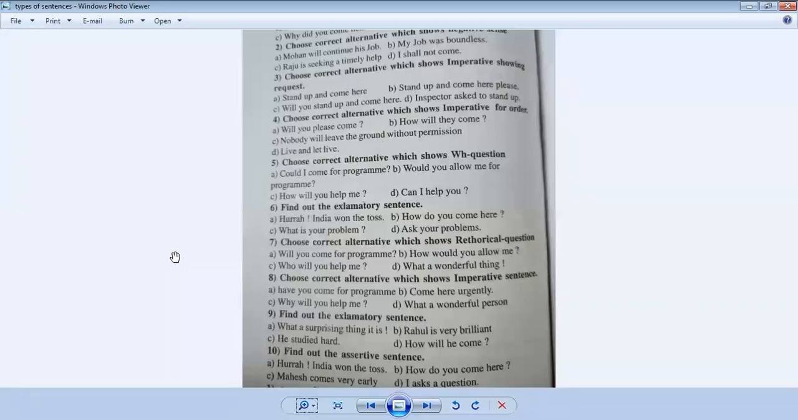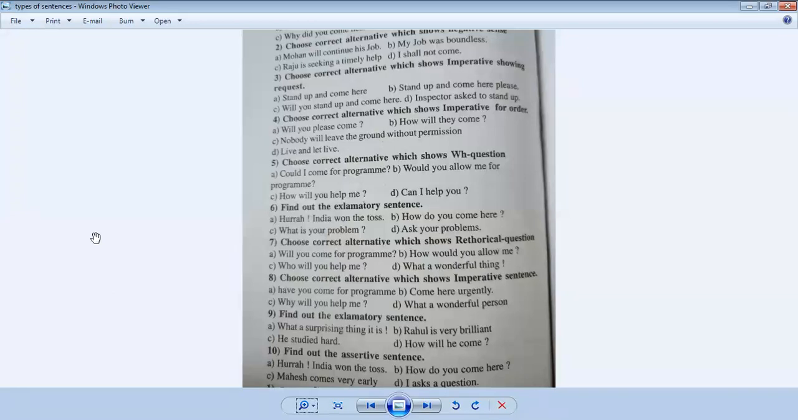Find out the assertive sentence. Hooray, India won the toss. How do you come here? Mahesh comes very early. And I asks a question. No. Option D is grammatically wrong. Okay, here option C will be correct. Mahesh comes very early. Fifth one. You want me to answer the fifth one? Yes. Fifth one here, option C is correct. How will you help me?